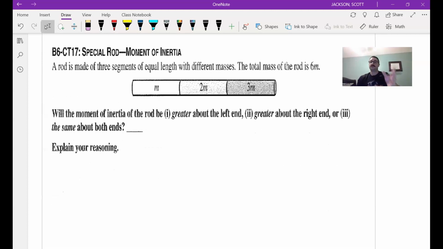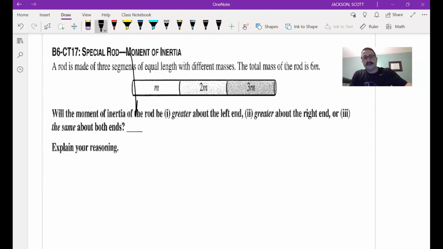All right, let's take a look at this one. Maybe you want to pause it and try it on your own before I go and do this one. So all three segments are equal length, and then they have different masses. The moment of inertia will be greater on the left, right, or same on both.